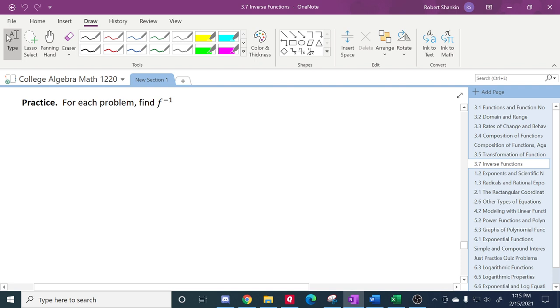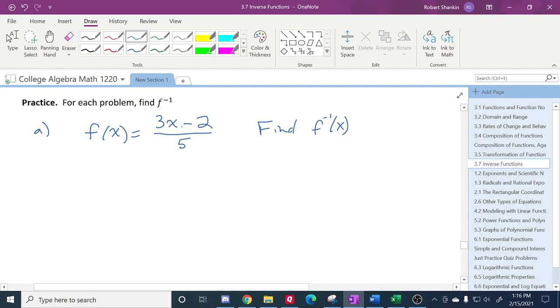All right, so I'm going to have you practice, do some problems. So A. f of x is 3x minus 2 divided by 5. I'm going to have you find f inverse of x by using the three-step procedure. But we are at a break time, so let's stop right here.